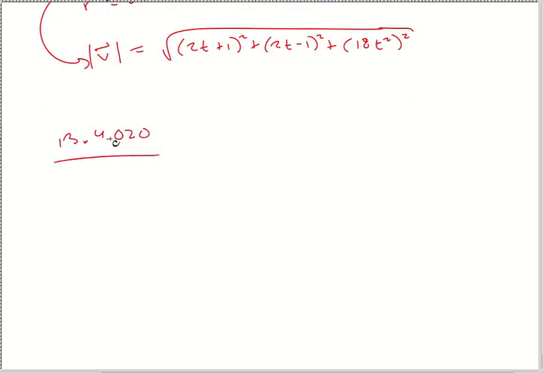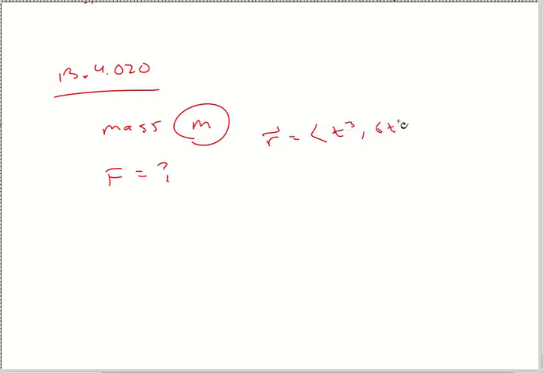13.4.020. So this one's a little different. It says the force required for a particle of mass m to move. So I have a mass m, like a slope m. They're looking for the force, and they give me this path that the particle is moving on. t cubed, 6t squared, t cubed. Okay, I'm not going to draw that. It's not even worth it.